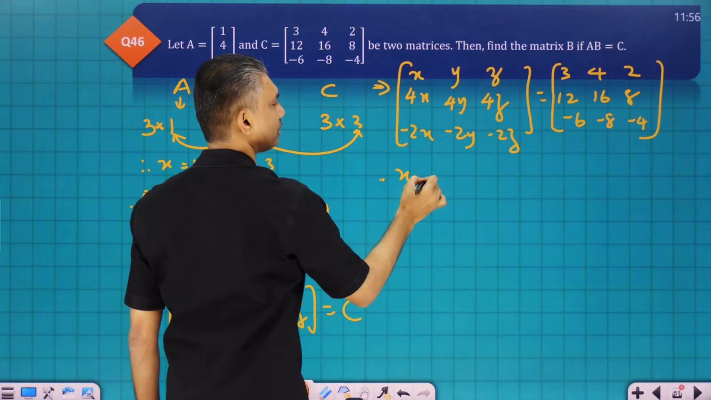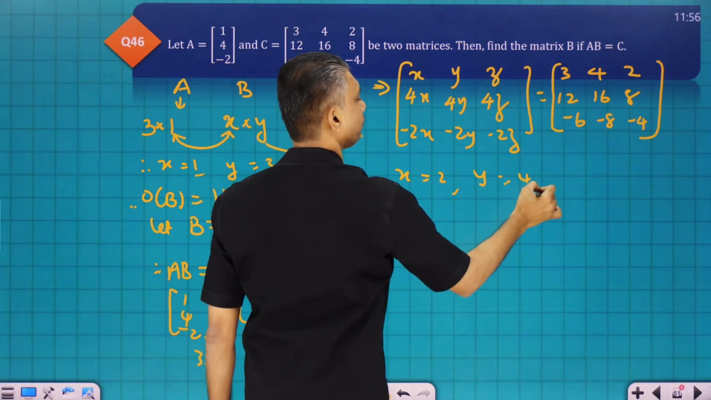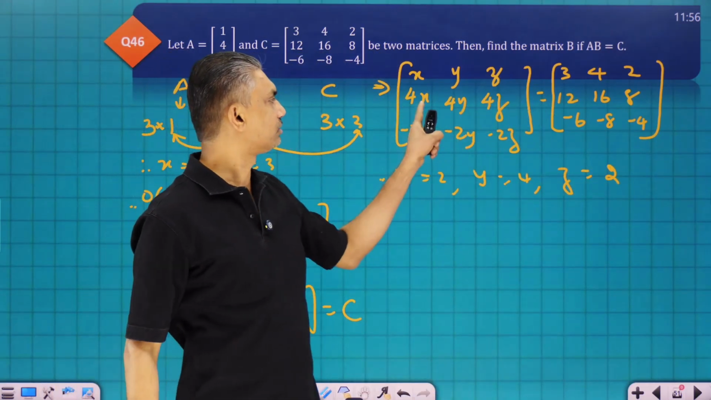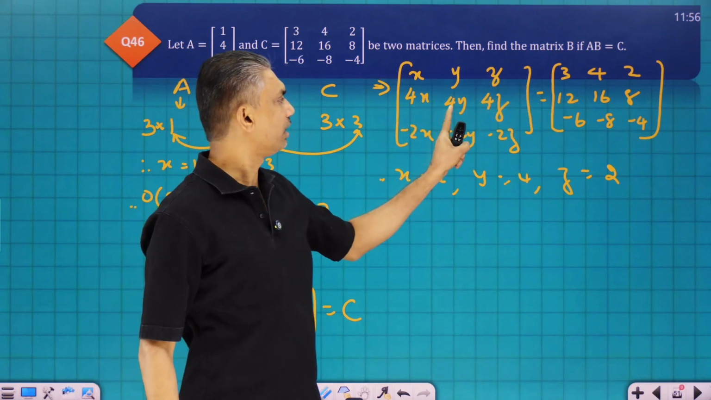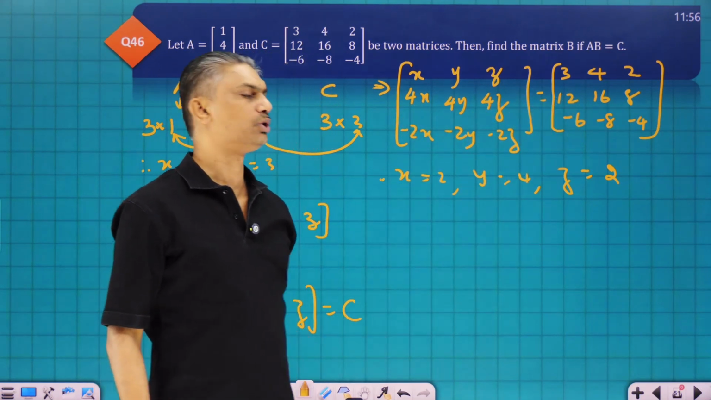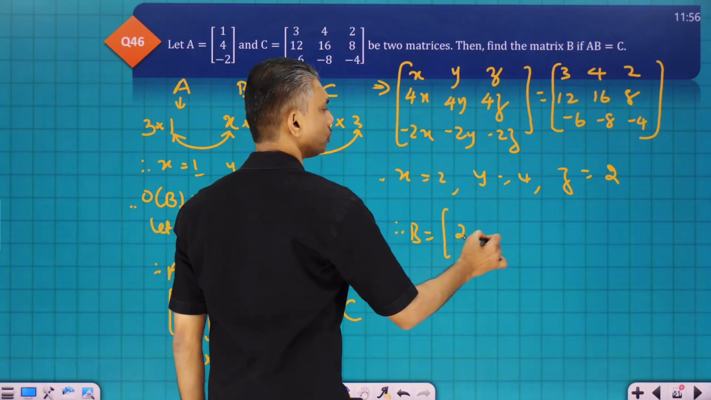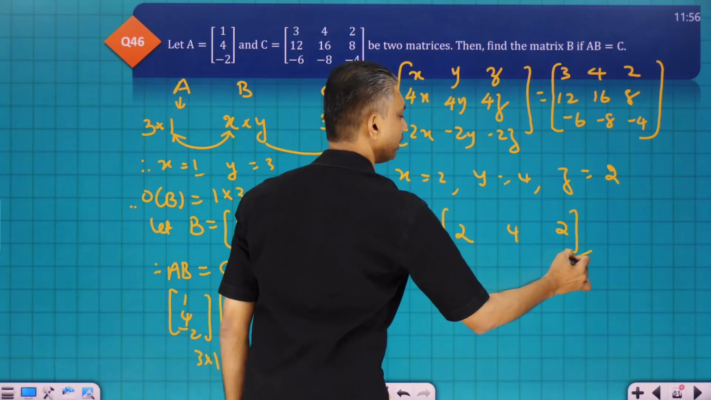So you will be getting X is equal to 2, Y is equal to 4, Z is equal to 2. If you equate the second row, 4X is equal to 12, X is 3, 4Y is equal to 16, Y is 4, 4Z is equal to 8, Z is equal to 2. So what is the solution? Therefore, B is equal to the matrix 2, 4, 2.